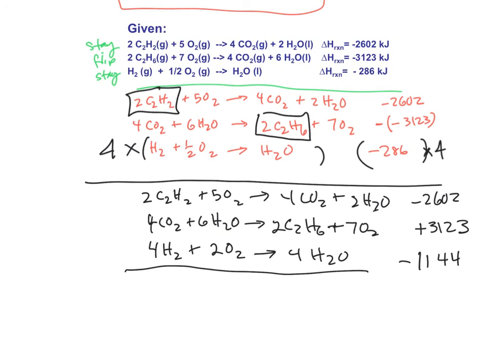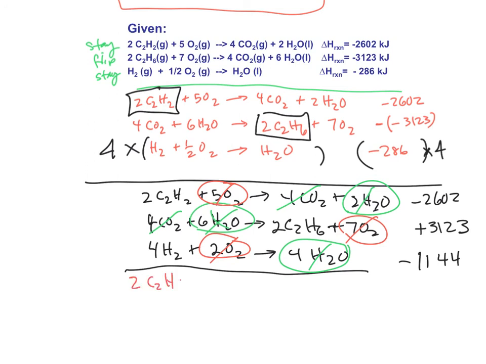All right, so we are going to cancel what we can. The CO2s are going to cancel. We have 2 plus 4 waters. They will cancel with 6 waters right there. Then what else can we do? We have 5 O2s and 2 O2s. They can cancel with 7 O2s. So we have 7 on both sides. And then added up, we got 2 C2H2 plus 4 H2 forms 2 C2H6. The sum of that is negative 623.